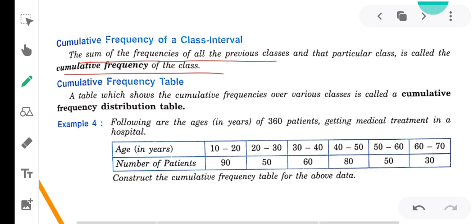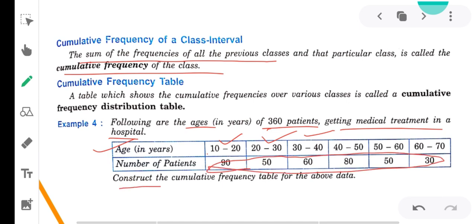So the following are the ages in years of 360 patients getting medical treatment in a hospital. That is given in the question: age in years 10 to 20, 20 to 30, 30 to 40, 40 to 45, and so on. And these are the number of patients. Clear? Then construct the cumulative frequency for the above data. Clear?